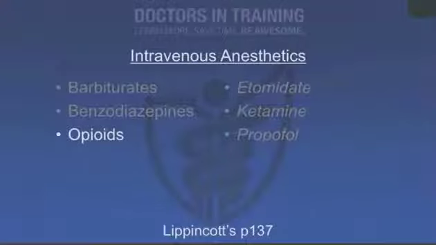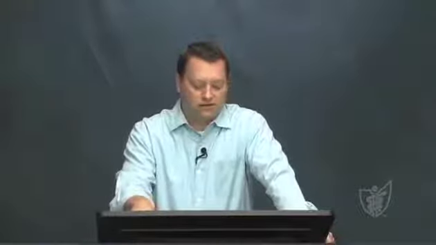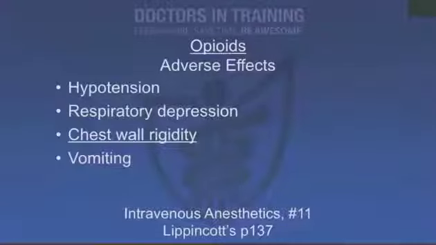Next, let's talk about the opioids. Classically, morphine is kind of the hallmark of them. Fentanyl is used often because it's more rapid and more potent. So obviously, opioids are very good at analgesia. They do give a little bit of amnesia also. The side effects of them can be severe: hypotension, respiratory depression. You can get something called chest wall rigidity. Basically, the patient, you can't bag them. It's scary for everyone. And vomiting.